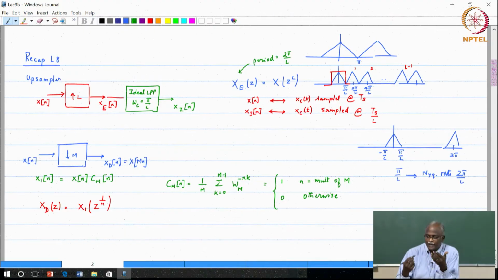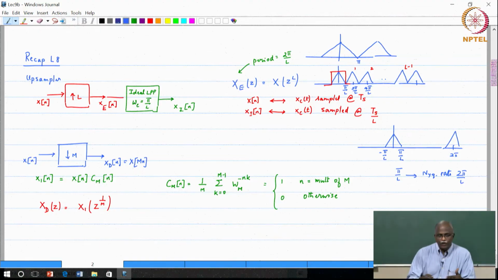You got additional samples to make your signal look like it has been oversampled, and whether you interpret it by going into the continuous time domain or by remaining completely in the discrete time domain, you can still interpret it as a signal with a higher sampling rate and an equivalent representation in terms of the original signal.